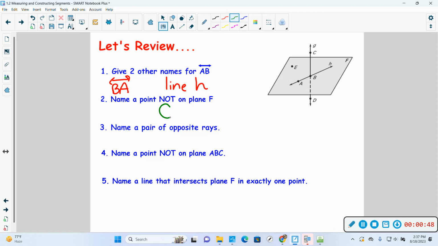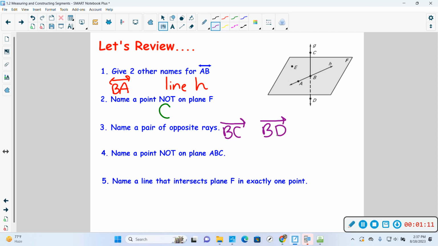All right, next up. Name a pair of opposite rays. I'm going to give you one of them. You give me the other half. Ray BC. What's its opposite ray? BD. Has to start with the B. That's the only pair of opposite rays up there.